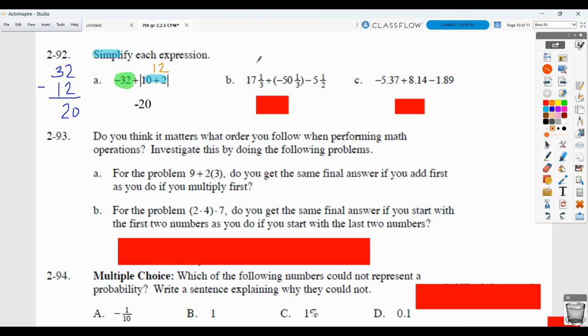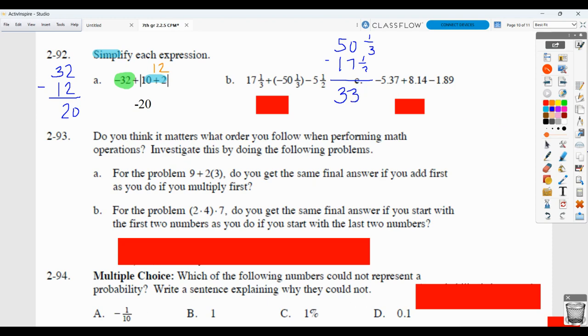Same thing here. I have 17 and 1/3, negative 50 and 1/3. They are opposite signs. So I'm going to subtract them as though they're regular values. 50 and 1/3, 17 and 1/3. And, whoops, I need to make that look like a 7, sorry. When I subtract them, the 1/3 minus the 1/3 will disappear. 50 minus 17 is 33.